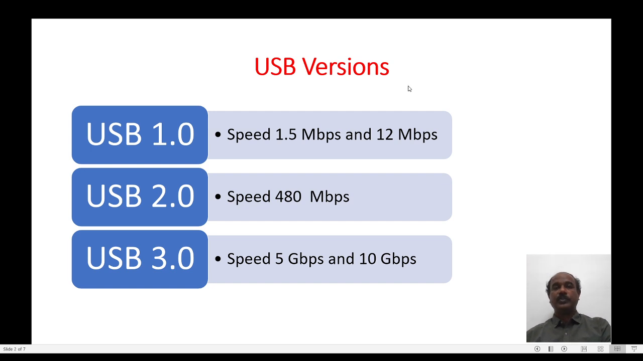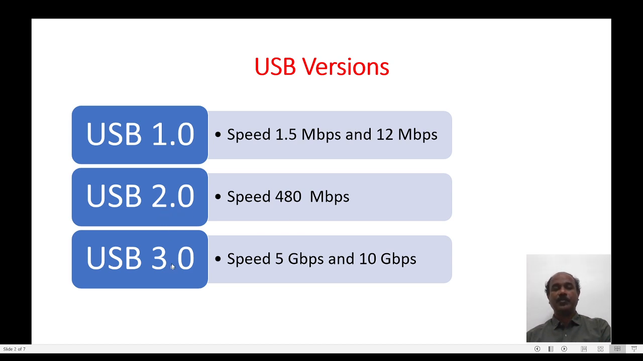The different versions of USB that are available: the earlier version was USB 1.0. USB 1.0 allowed data speeds of 1.5 Mbps and 12 Mbps. Again, we have USB 1.0 supporting 1.5 Mbps, and there is one more version called USB 1.1 that allowed a data rate of up to 12 Mbps. Then came the next version, USB 2.0. This USB 2.0 allowed a data transfer rate of up to 480 Mbps.